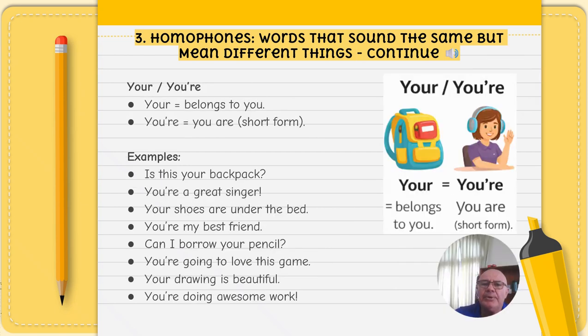Next, we will look at your and you're. Your, something that belongs to you. Okay? You're, that's the short form of you are. Here are some examples to explain it and make it easy to understand.